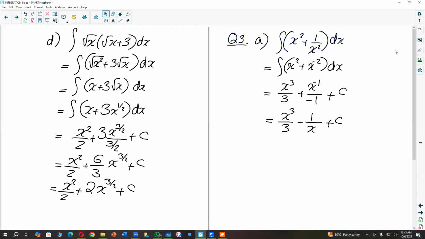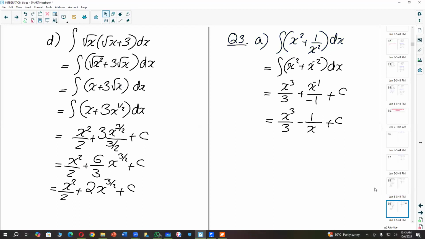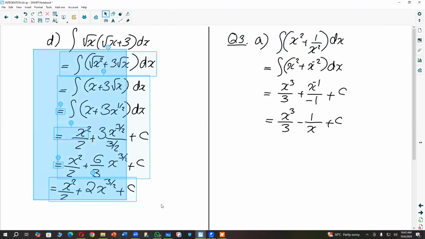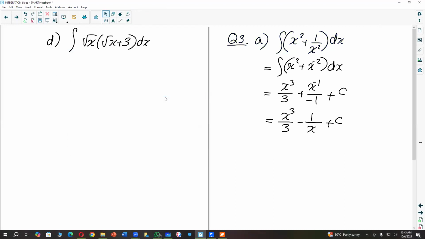Now look at part number D. Yeah, I can see that.